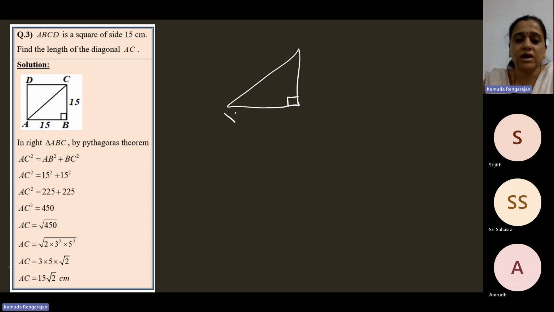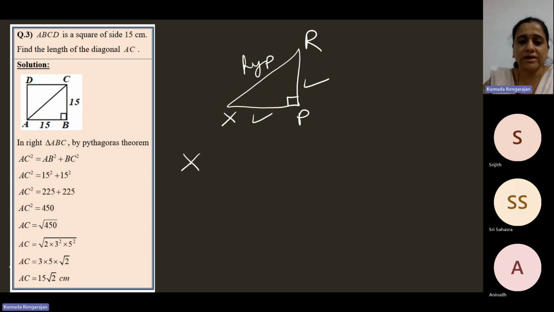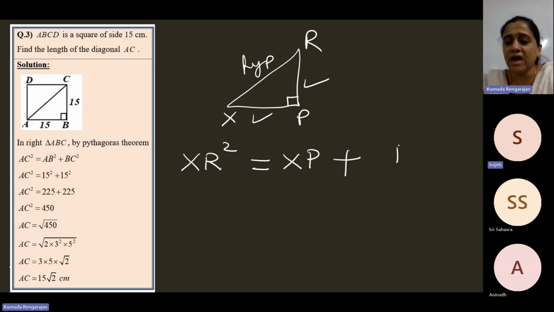Now say XPR is a right triangle. Which is the hypotenuse? RX. This is the hypotenuse, and these are the other two sides, right? Now square the hypotenuse. XR squared is equal to, take a plus sign here, and write the remaining two sides. Which are the remaining two sides? XP and PR. XP square, PR square.